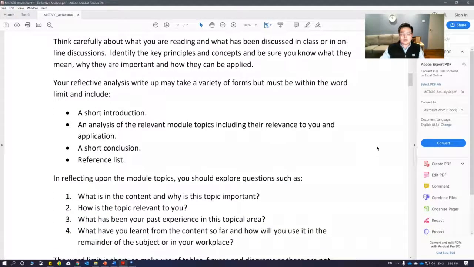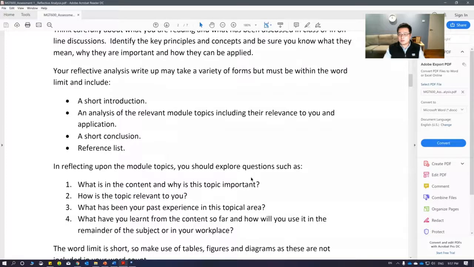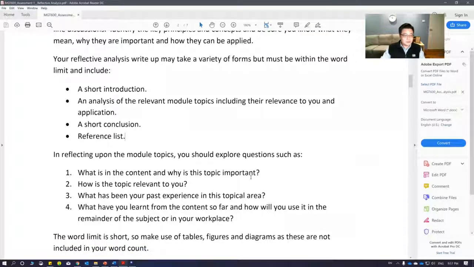How are you going to write up this self-reflective summary? A short introduction, an analysis of relevant module topics, including their relevance to you and applications, a short conclusion, and a reference list. Reference list is very important. If you are not yet familiar with referencing, what a proper reference should be, you might have to equip yourself as soon as possible.